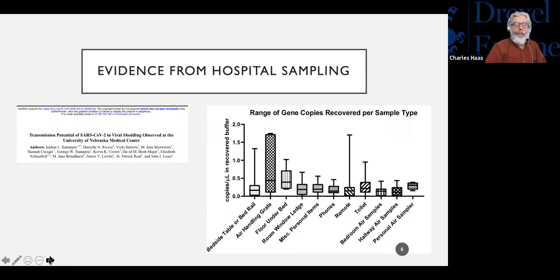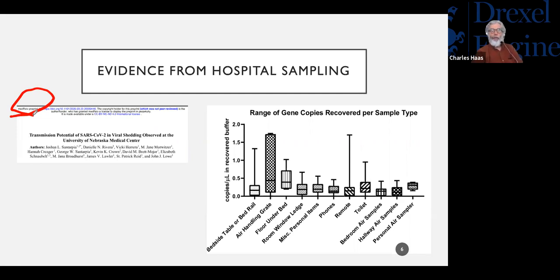There's also some evidence with SARS-CoV-2 from hospital sampling. Now, this particular paper is a preprint, and you should always take a critical eye at preprints in terms of who the authors are, and particularly any comments on the preprint servers that are offered for review, because these have not yet been peer reviewed by journals.